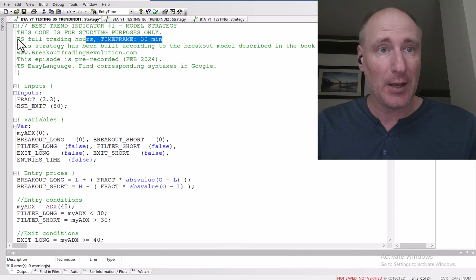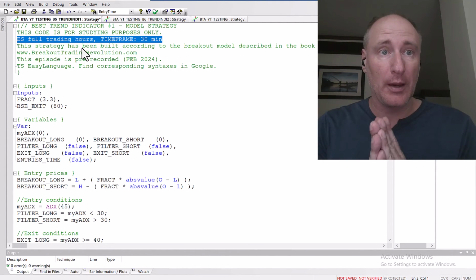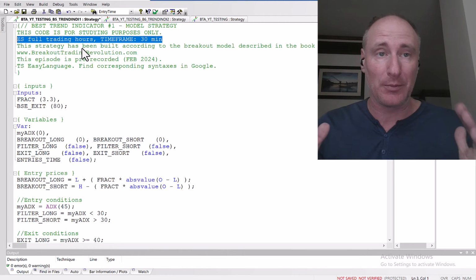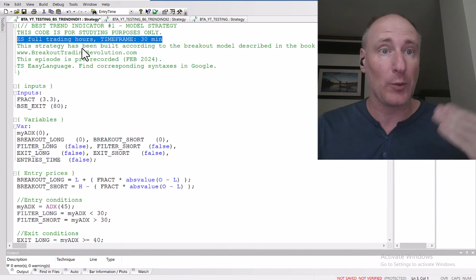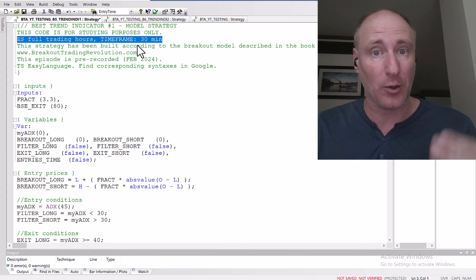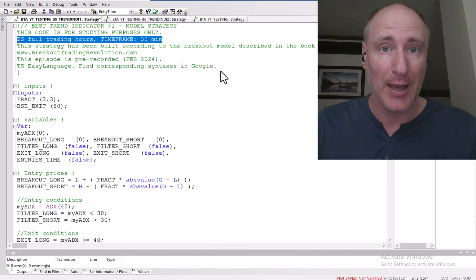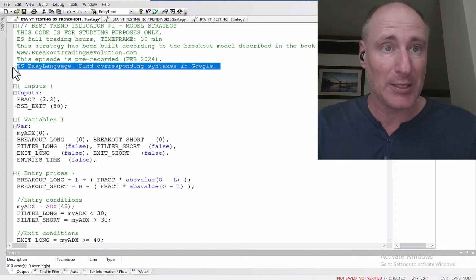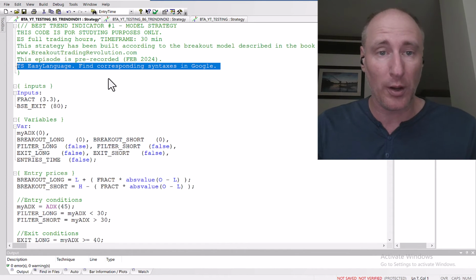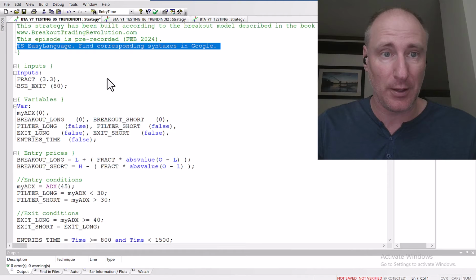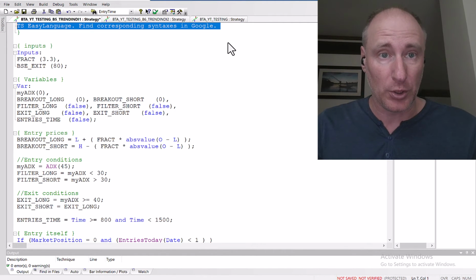The strategy has been built on ES, and it was built for the full trading session. That means full 24-hour sessions, including pre-market and after-market. The code I'm sharing is in TradeStation EasyLanguage. For the corresponding syntax, you can always Google and find what each syntax means if you are not sure.